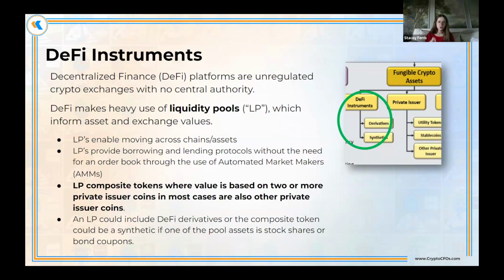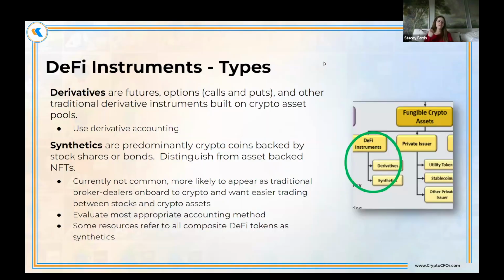An LP could include DeFi derivatives, or the composite token could be a synthetic if one of the pool assets is stock shares or bond coupons. Let's move to the next couple of slides to explain what that sentence means. So we have derivatives and we have synthetics. Derivatives are where it's a future, an option, a call, a put. It's your traditional derivative instruments built on crypto asset pools. Use derivative accounting. That's the derivative pool right there. It's a separate little thing. You need to use specialized accounting for that.